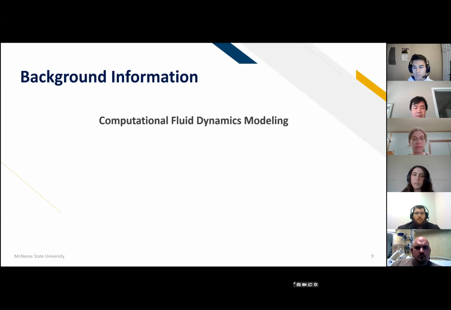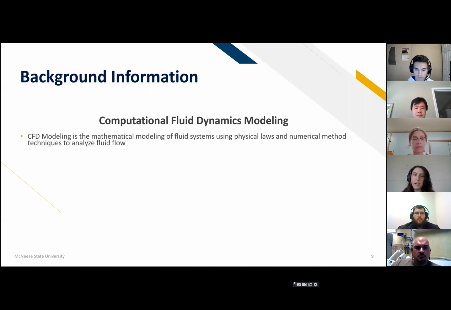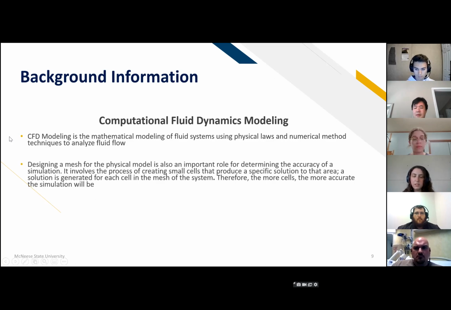So, using computational fluid dynamics modeling, or CFD modeling, which is the mathematical modeling of fluid systems using physical laws and numerical method techniques to analyze fluid flow. Designing a mesh for any physical model is an important role in determining the accuracy of a simulation. It involves the process of creating small cells, which produce a specific solution to that area. A solution is generated for each cell in the mesh. Therefore, the more cells there are, the more accurate the simulation will be.